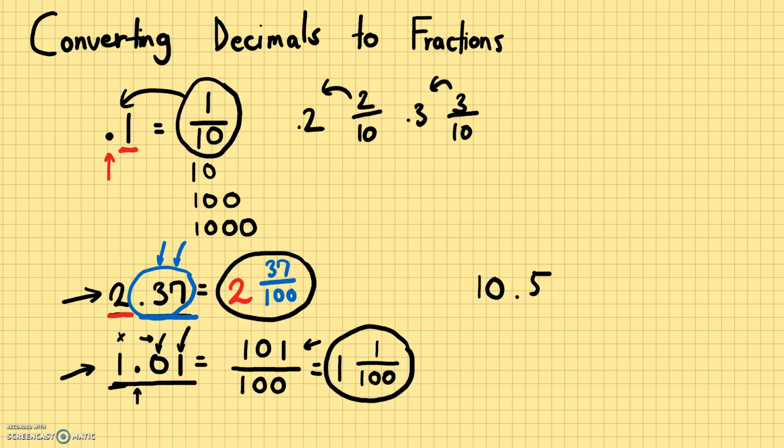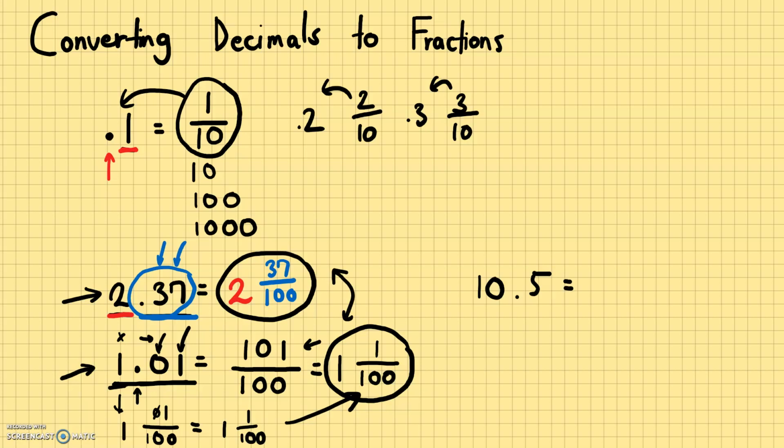If you treat the 1 and 0.01 separately, the 1 is going to be 1. The 0.01 is going to be 01 over 100, and the 0 just goes away when it's in the front. So we have 1 over 100, which is the same number that we got here. So you can use either of these 2 methods here.